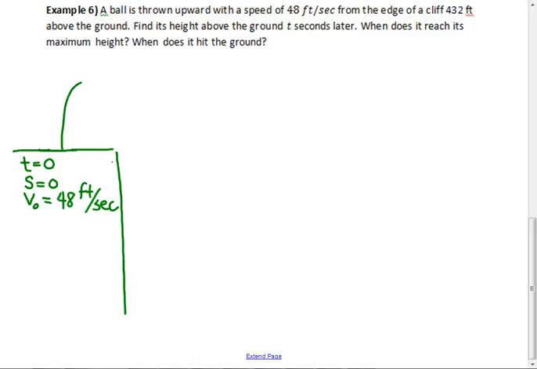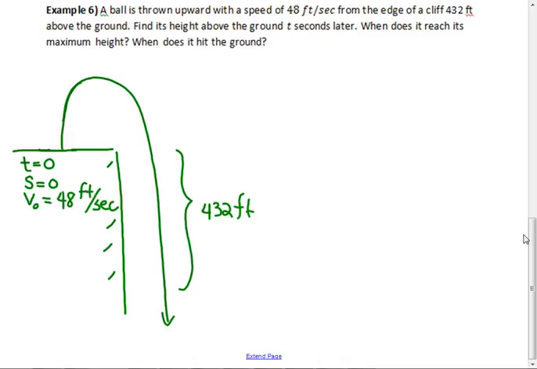There's my cliff. Okay. This is 432 feet. Find the height above the ground t seconds later. When does it reach its maximum height? When does it hit the ground? So it's going to do this, then it's going to do this, right?